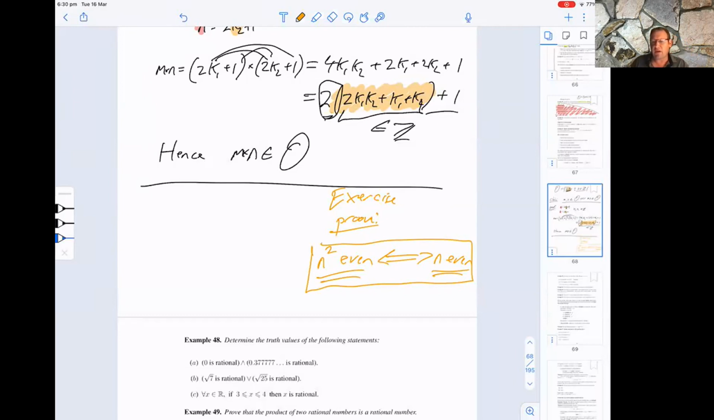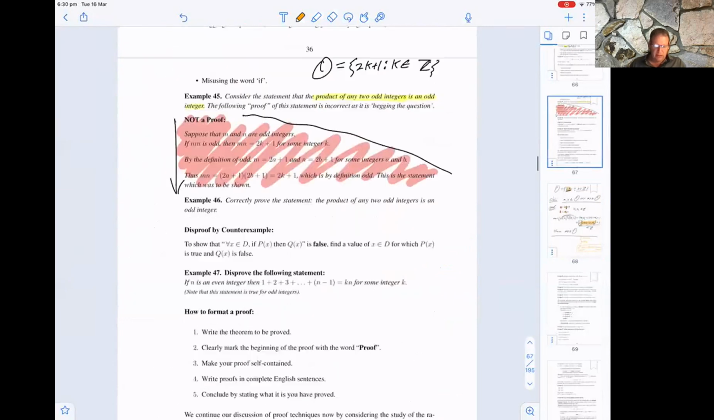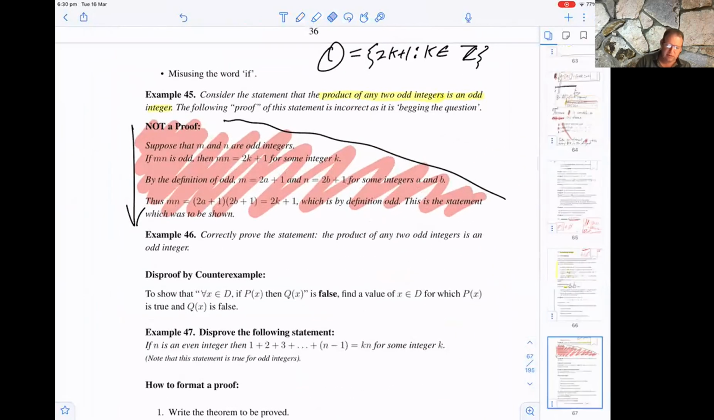What's the product of an even and an odd? Even, yeah, okay. All right, so good. So let's see the non-proof. So this is the non-proof.